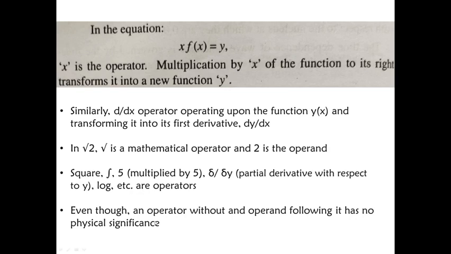An operator without an operand following it has no physical significance; an operator cannot stand alone. Likewise, just take the square root. If you just put square root, it doesn't have any meaning. There should be a function following the operator. Then only it has any meaning. Otherwise, it doesn't have any meaning.